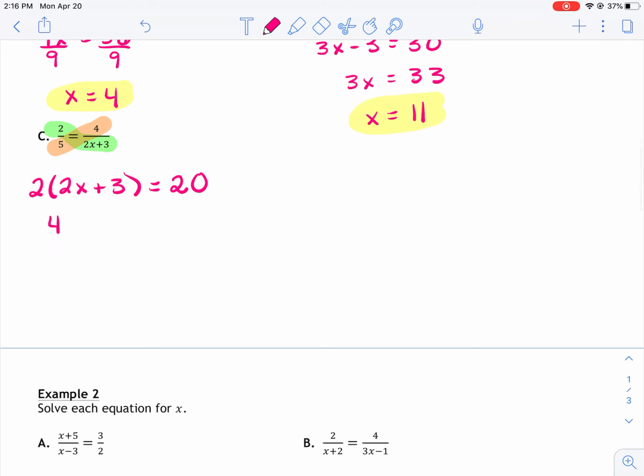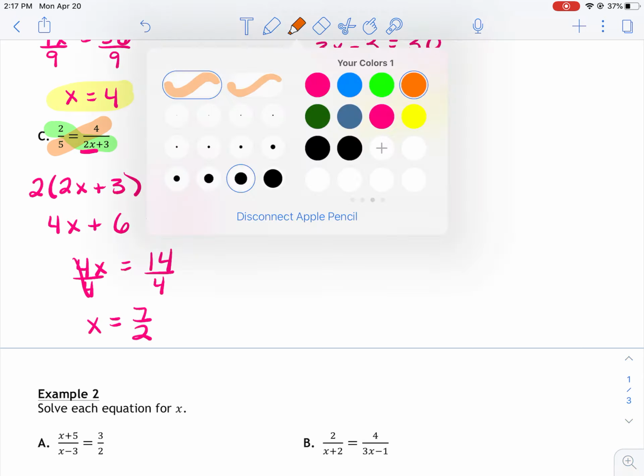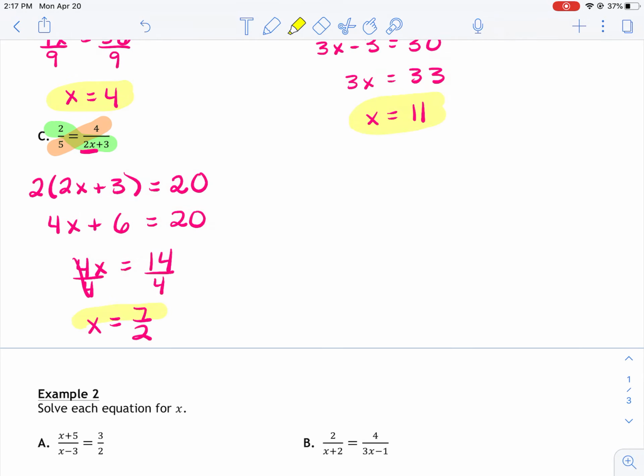Okay, I'm going to go ahead and distribute to get 4x plus 6 equals 20. And then I'm going to subtract 6 from both sides. 4x is 14. And then divide both sides by 4. And I can reduce this fraction. 14 over 4 is 7 over 2. Okay, and notice if I put 7 halves there, I'm not going to get a 0 on the bottom. 2 times 7 halves plus 3 does not equal 0. Okay, and so my answer is 7 halves. I'm going to go ahead and highlight my answer.